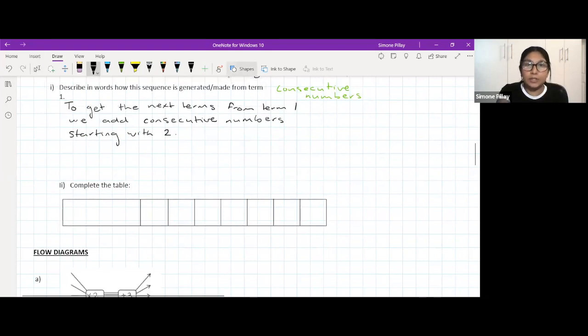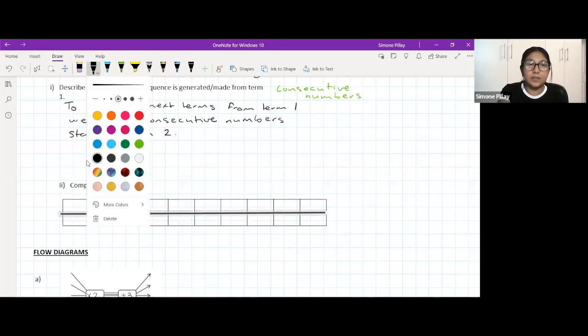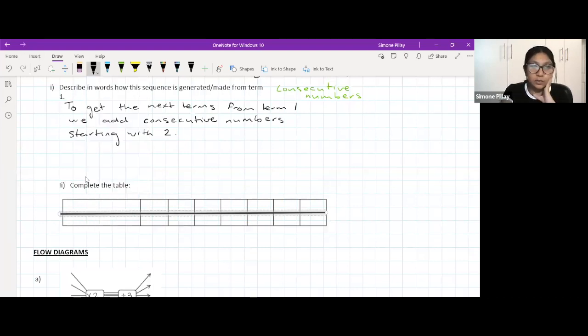Let me put in a line as well. Can you guys tell me what's going to be in the top, what's going to be in the bottom, what is dependent, what is independent? Anybody can tell me? That would be great. What are my 2 variables? My 2 variables are my term numbers and my number of dots.